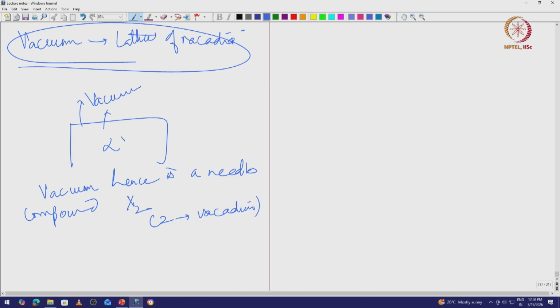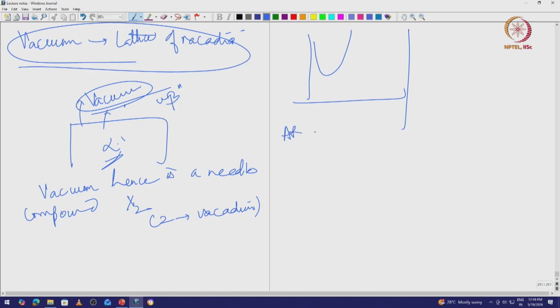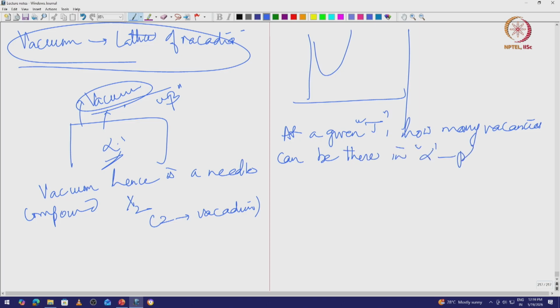Okay. Now I am going to do a phase coexistence here. I am going to look at the equilibria here. So now alpha is in equilibrium with the vacancy rich phase, which is the beta phase, the Vacadium rich phase. So I am going to do just an equilibria to see how many vacancies can be there in alpha. I am going to ask the question, at a given temperature, how many vacancies can be there in the alpha phase. Okay. That is the problem I am going to solve.